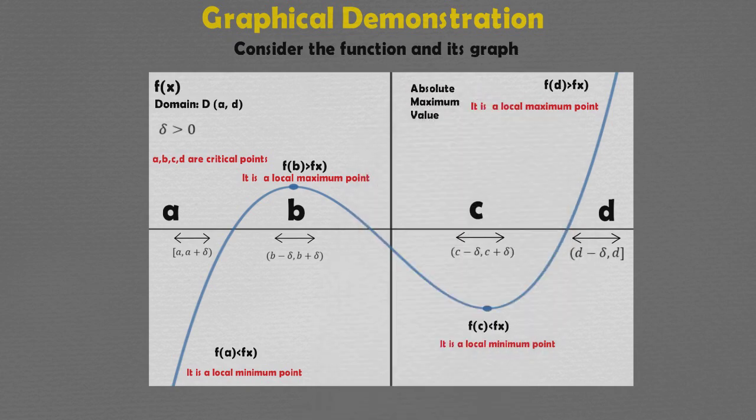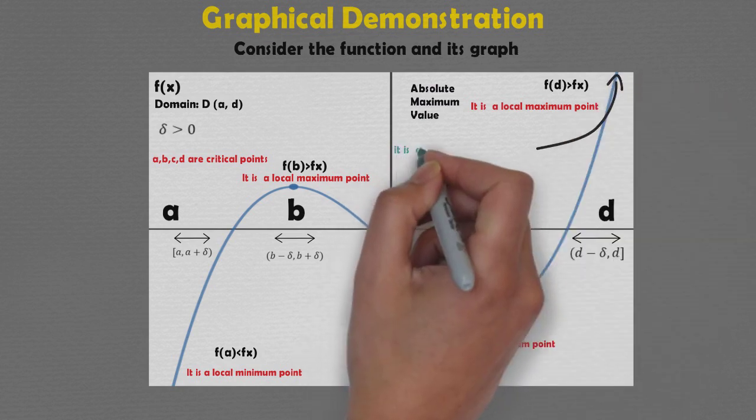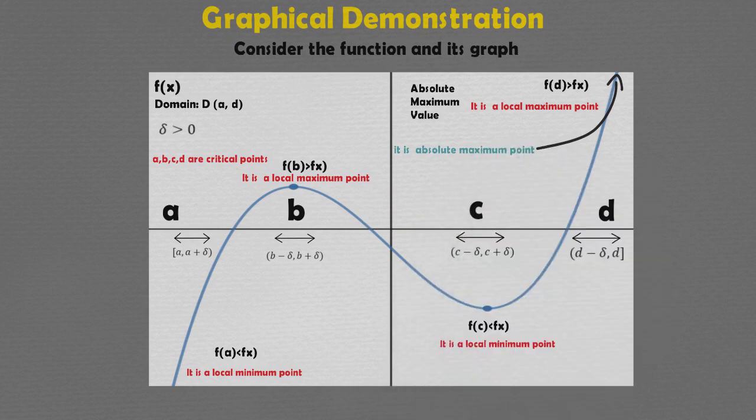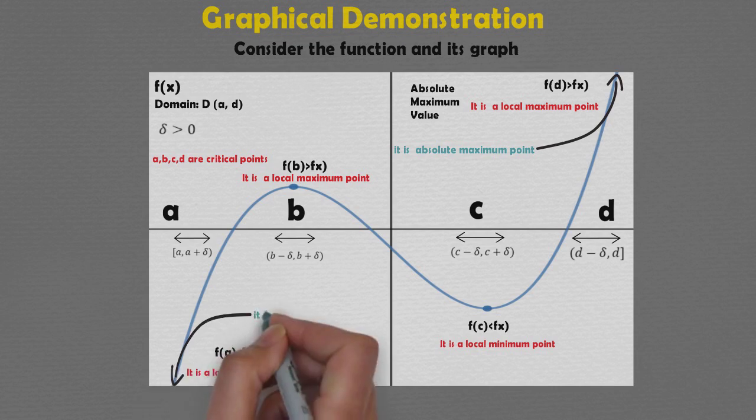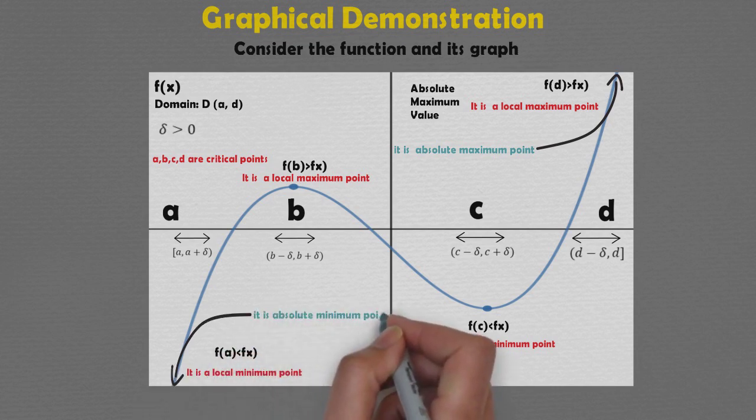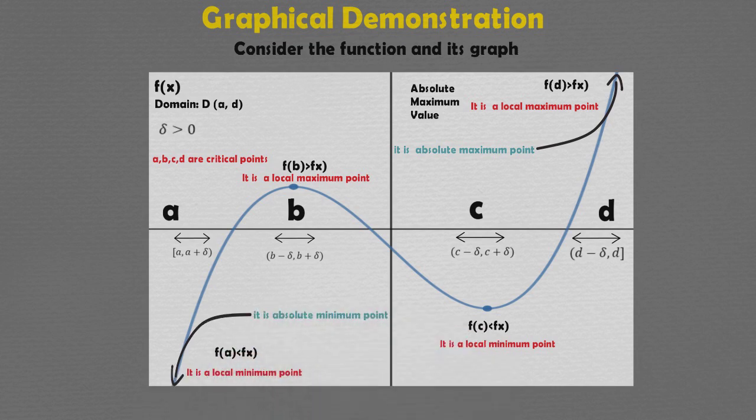Now, absolute maximum is the greatest value of the function in the entire domain. Here the domain is from a to d, and by looking at the graph, absolute maximum occurs at d, and its value is f of d. Because f of d is the maximum value of the function in the entire domain, it is the absolute maximum value. Similarly, absolute minimum is the lowest value in the entire domain, which in this case occurs at a, and its value is f of a.